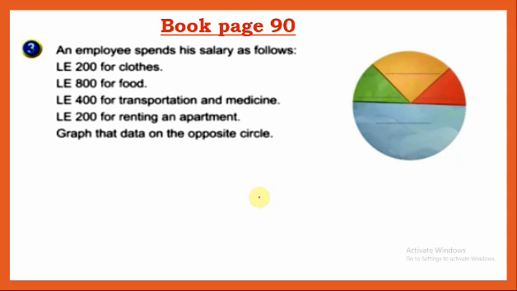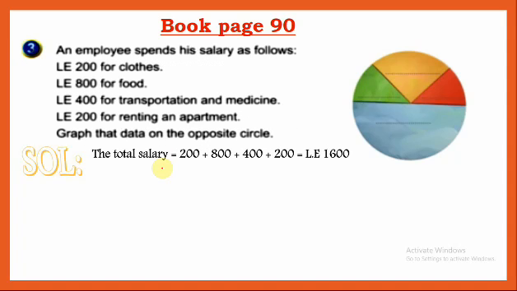First, we need to find how much the salary of this employee is. I need to find the total. I need to find the denominator. So, our first step to solve this question is: the total salary equals 200 plus 800 plus 400 plus 200, which gives me 1600 LA. Now I know the total salary. Next step is to know the fraction that represents every part or every item that we have here.